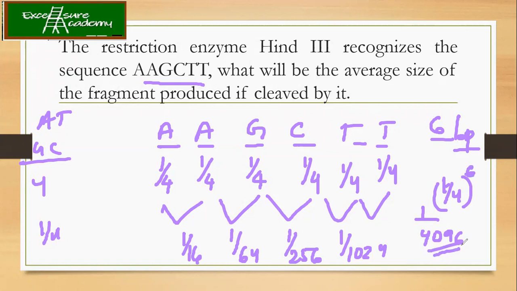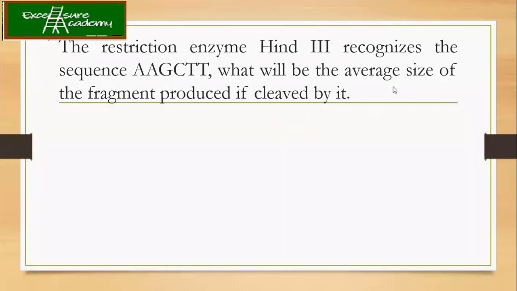Now, what will be the answer here? The average size of the fragment is going to be around 4096 base pairs, after which the enzyme is making a cut. The probability of this sequence occurring is 1 upon 4096. But if they are asking what is the size of the fragment produced, then you can say that it is 4096 base pairs. So depending on that, you need to give your answer accordingly.